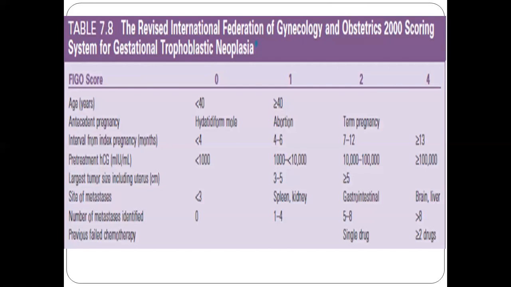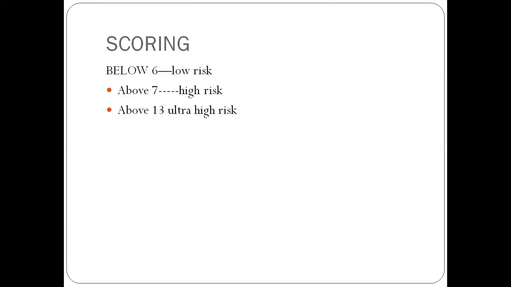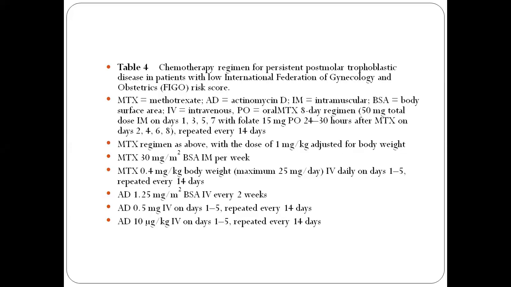Patients who score low risk are the patients who score between 1 and 6. Those who score between 7 and 13 are categorized as high risk. Those who score above 13 are ultra high risk. Okay. All right, let's move on. Those are the scoring parameters.